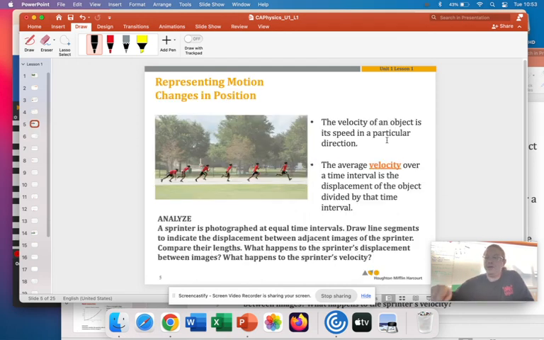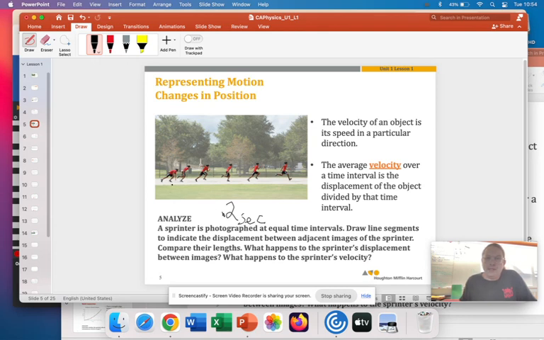Now, the velocity of an object is its speed in a particular direction. The average velocity over a time interval is the displacement of the object divided by that time interval. So we'll notice that if this sprinter is photographed at equal time intervals, let's say every picture is 0.2 tenths of a second, and that's the time interval.